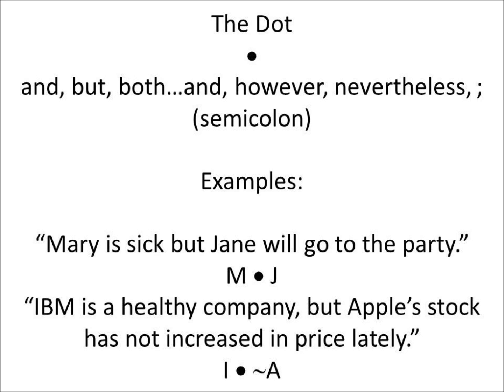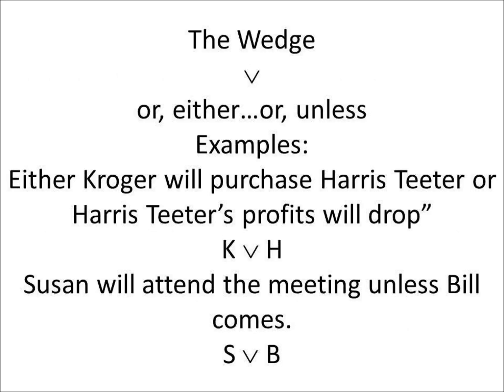Second example, IBM is a healthy company, but Apple's stock has not increased in price lately. Well, IBM is a healthy company is I, Apple stock has increased in price lately is A, and you have the but there that's going to be symbolized with the dot. And don't forget the not in the second unit there. Apple stock has not increased. You still have to symbolize that. So that's going to be symbolized I dot wiggle A.